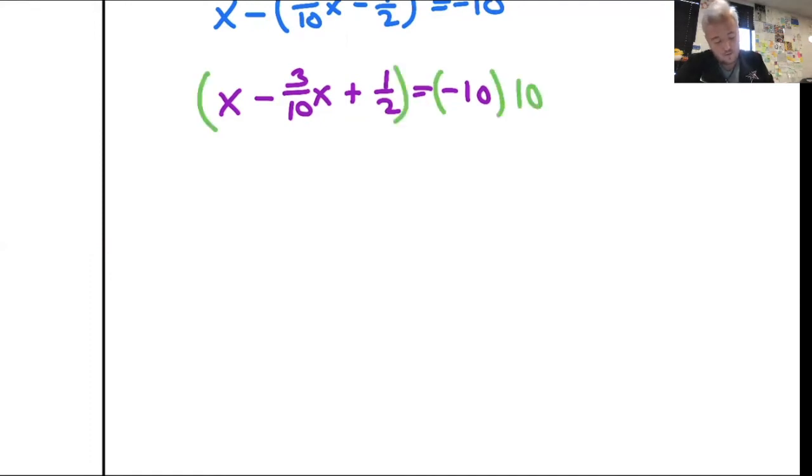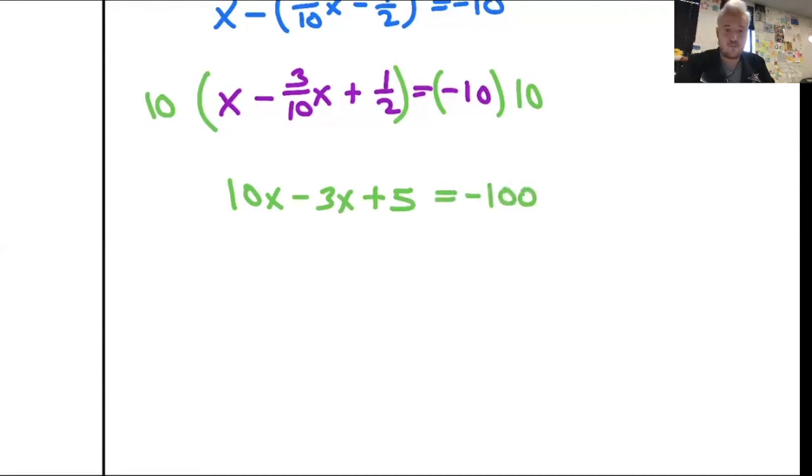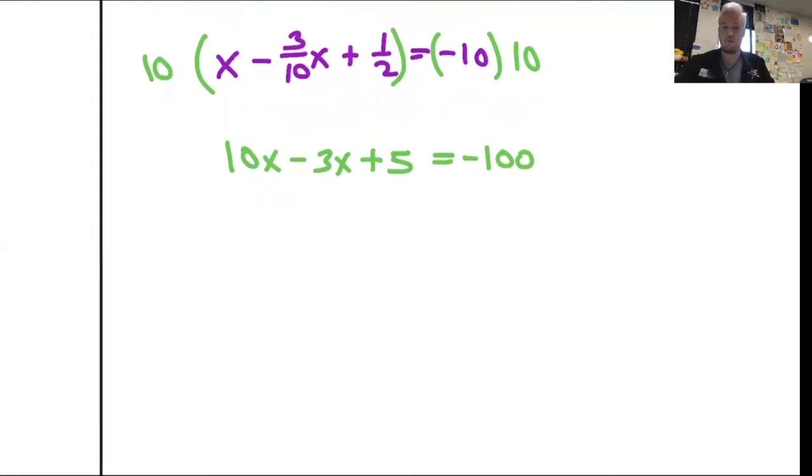It will make the numbers bigger, but I'm pretty sure a majority of you would prefer bigger numbers as opposed to fractions. So 10x minus 3x plus 5 equals negative 100. All right, so now based on this, I'm totally improvising. I actually did not do it this time.